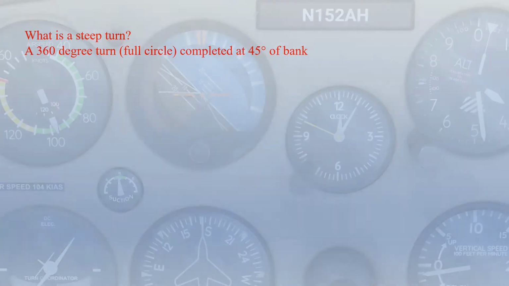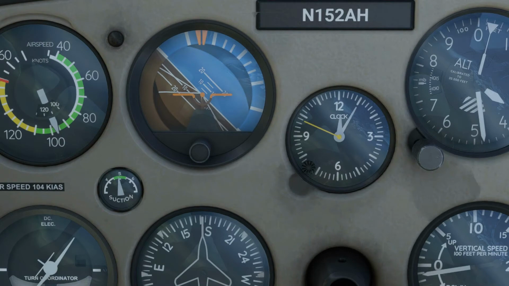So what is a steep turn, and why do we perform them? The maneuver is a 360-degree turn, or a full circle, completed at 45 degrees of bank. In order to set 45 degrees of bank, initially you'll want to use your attitude indicator. 45 degrees is located halfway between the first two larger tick marks, the first one indicating 30 degrees and the second one indicating 60 degrees.